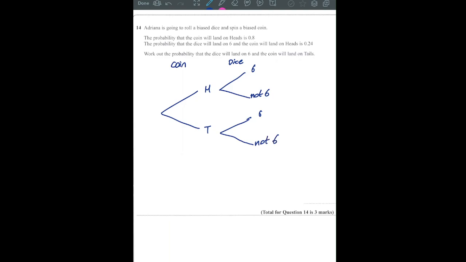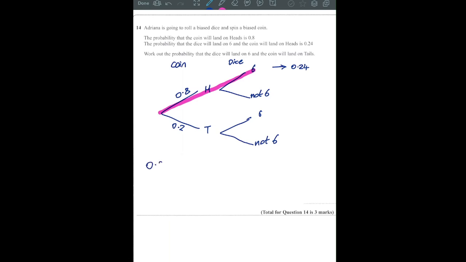We've been told that the probability of heads is 0.8. So the probability of tails is the opposite, 1 minus 0.8, which is 0.2. And we've been told that landing on 6 and landing on heads, which is the result of this top calculation, is 0.24. And that's all we've got. Well, how would that 0.24 have come about? It's from that branch and that branch. The key factor to remember here is you would multiply to get that 0.24 answer.